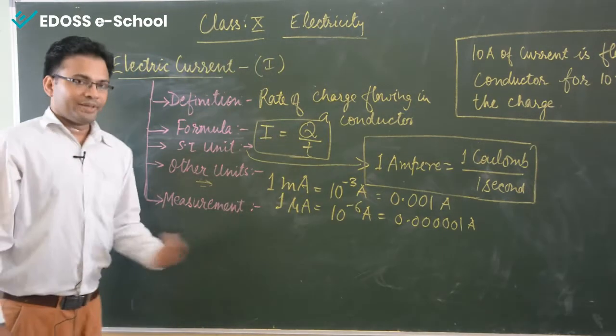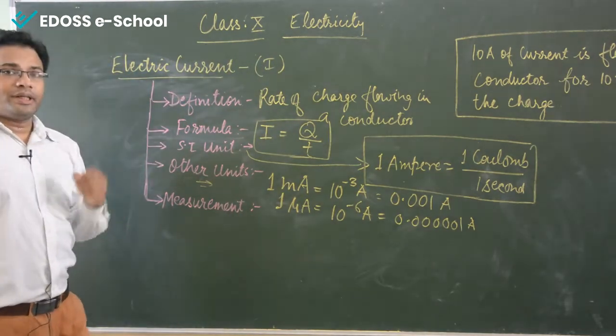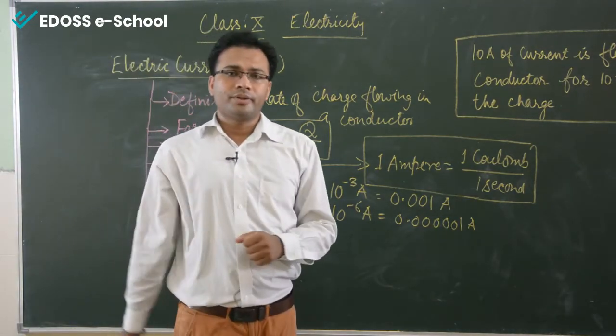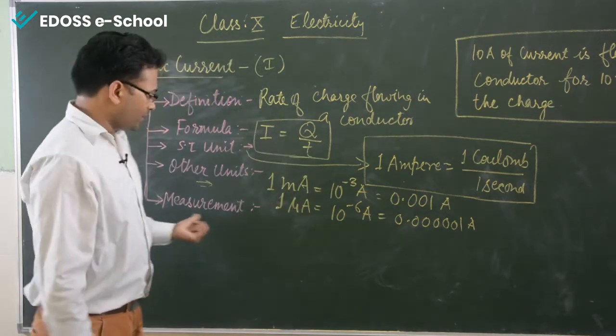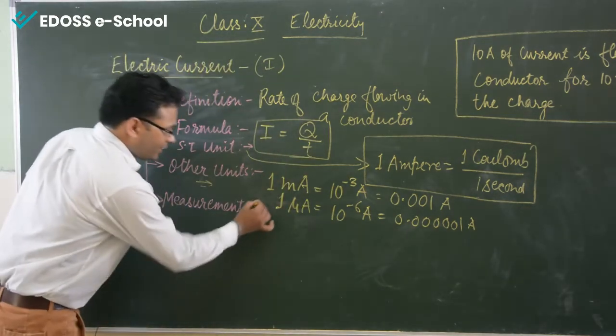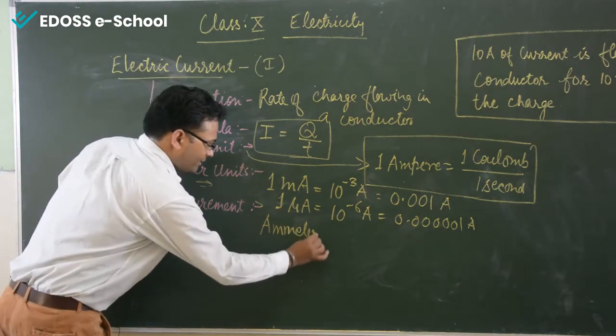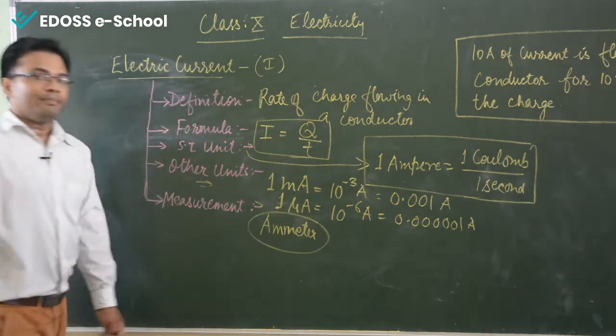Now for the measurement part, how do we measure the electric current? As you know, the distance can be measured by the instrument odometer. Speed can be measured by speedometer. So we have an instrument particularly used for measuring the electric current, that is known as ammeter.